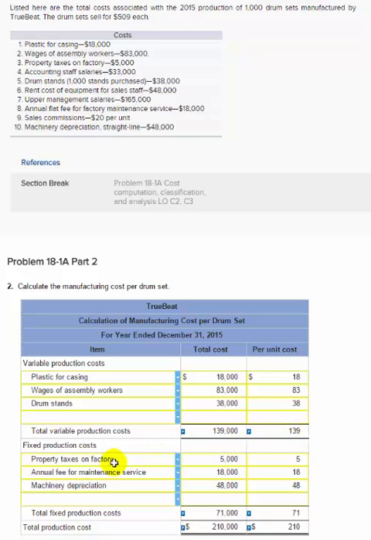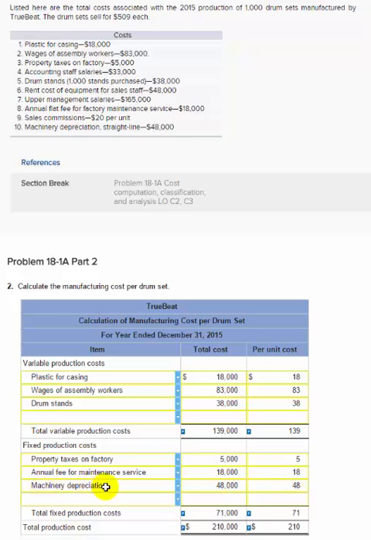Now let's look at fixed cost from this list. Fixed costs, we have property taxes on the factory, $5,000. So it looks like that would be item number 3, $5,000. And if you divide that by 1,000, you get a $5 per unit cost. The annual fee for maintenance service, again, it's another product cost, and it's fixed, and it looks like item 8. And you divide that by 1,000, you get $18 fixed cost per unit.